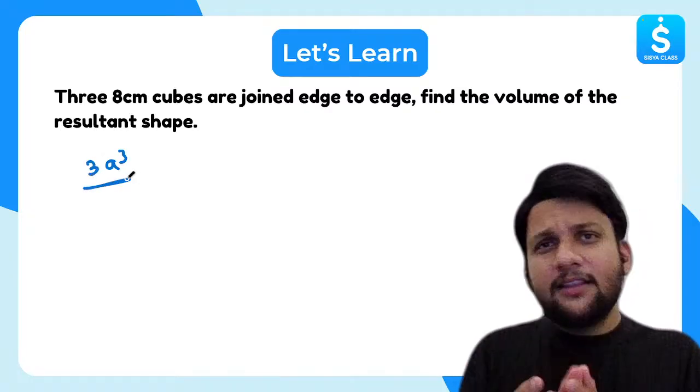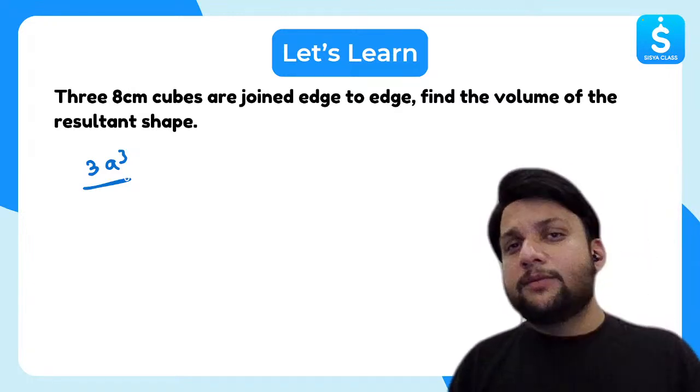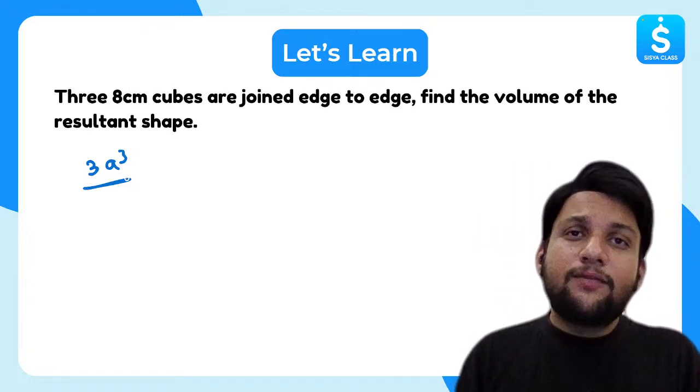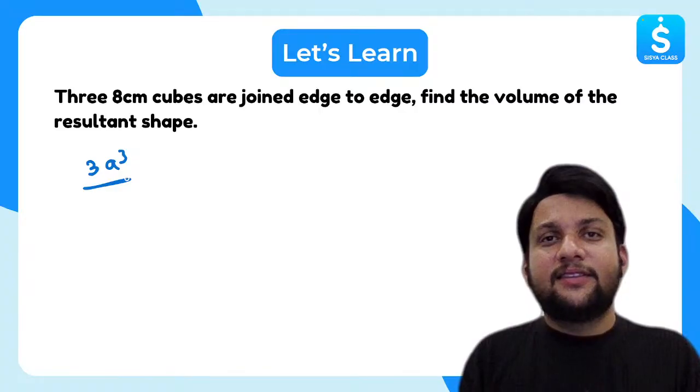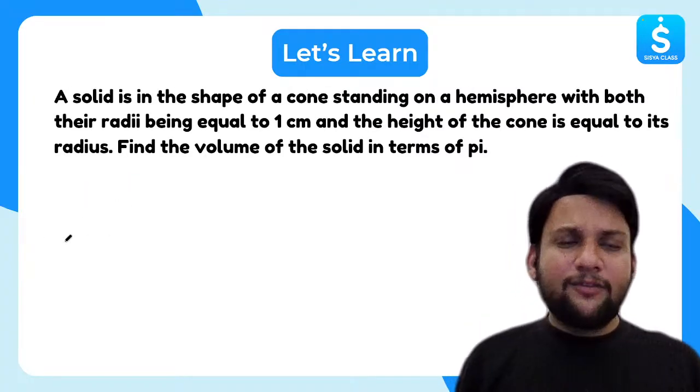That if I'm stacking the three cubes together, the volume is equal to the three cubes. Why? Because in case of volume, we don't have to do anything. You're getting it, right? All right, clear. Okay, let's move to another question.